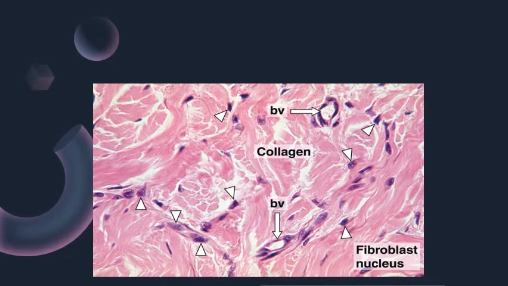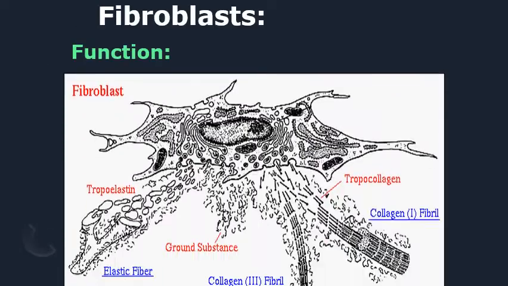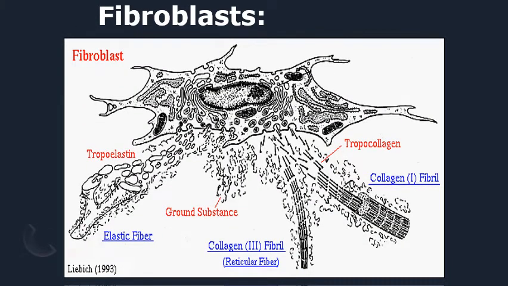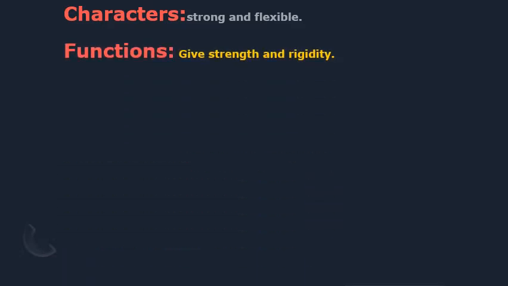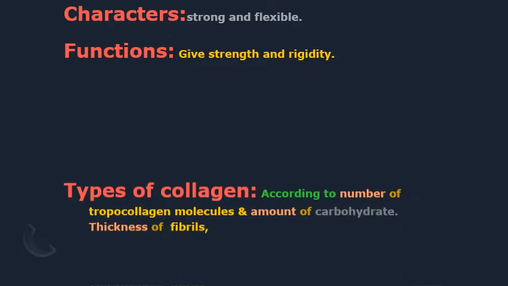Here is an LM picture of collagen fibers. The arrowheads point to fibroblast, while the acidophilic structure is the collagen. Here is a photomicrograph of fibroblast showing that it produces elastic fibers, collagen type 3, which is the reticular fiber, collagen fiber type 1, and releases ground substance. The characters of the collagen fibers are strong and flexible. They give strength and rigidity.